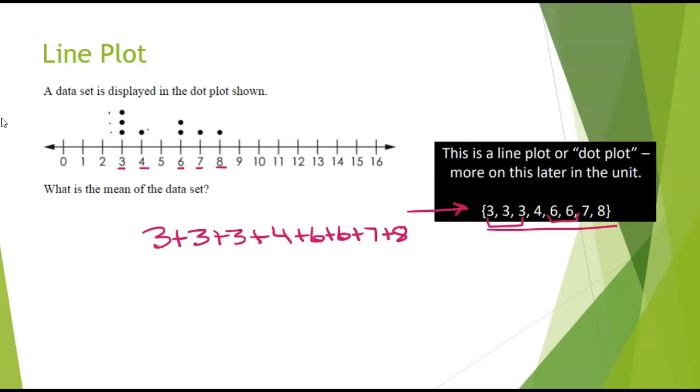3 plus 3 is 6. Plus 3 is 9. 10, 11, 12, 13, 19, 25, 32, 40. I get 40. And if I divide that by 8, I get the mean is 5. Now we don't know what these 5 things are, so we can't really label it. But let's try that again. Let's try a new one.